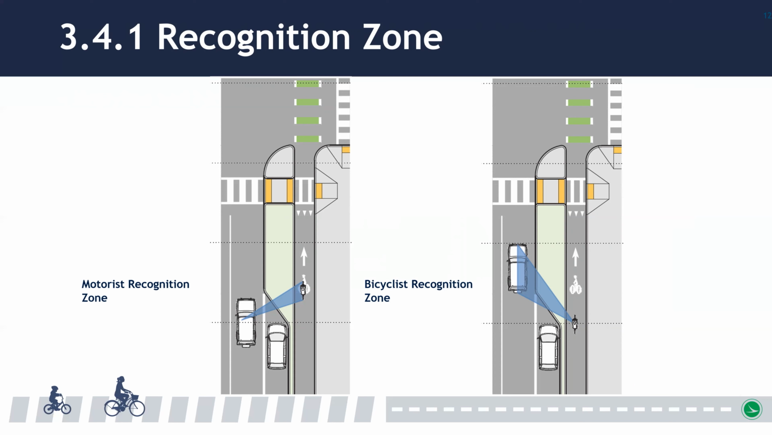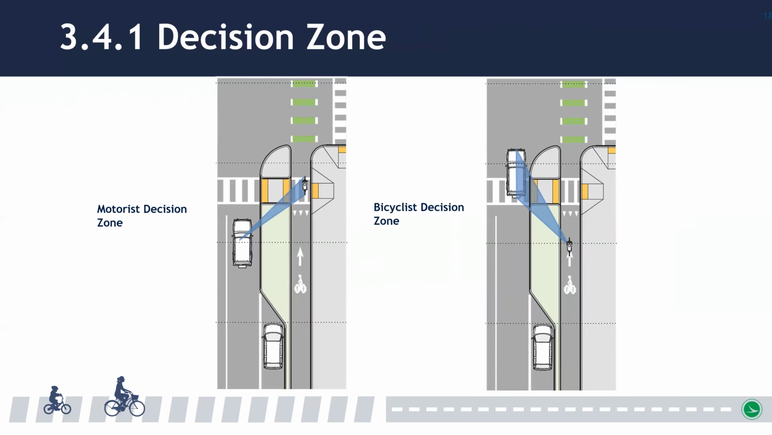Sightlines must be preserved in the recognition zone as demonstrated in the graphic to allow the trailing user to see the person ahead of them. The next zone when approaching an intersection is the decision zone. In the decision zone, the bicyclist, motorist, or pedestrian uses the information obtained in the recognition zone to identify who is likely to arrive at the intersection first and adjust their speed to either yield or stop as appropriate.